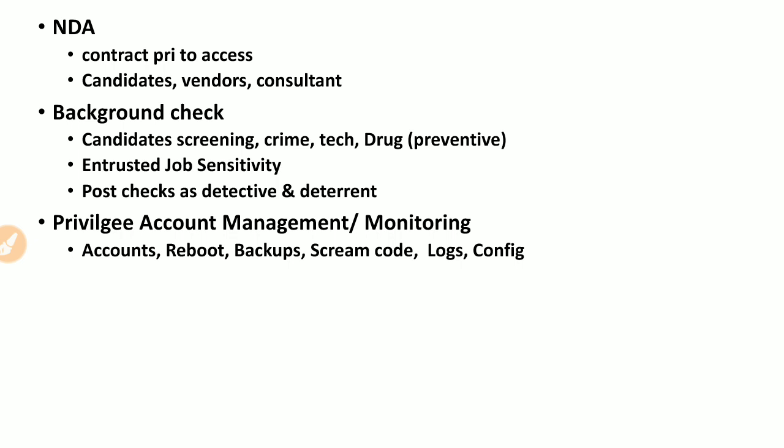Another administrative control is privileged account management or monitoring, and basically you monitor the admin accounts or admin rights. For example, if he is responsible for creating accounts, rebooting the system, restoring backups or carrying out backups, or accessing source code, you ask why he is accessing that code, and whether he is carrying out any modification of the logs or any modification of the configuration. So basically you monitor all the activities of the admin, because the super user is the biggest insider threat to an organization.